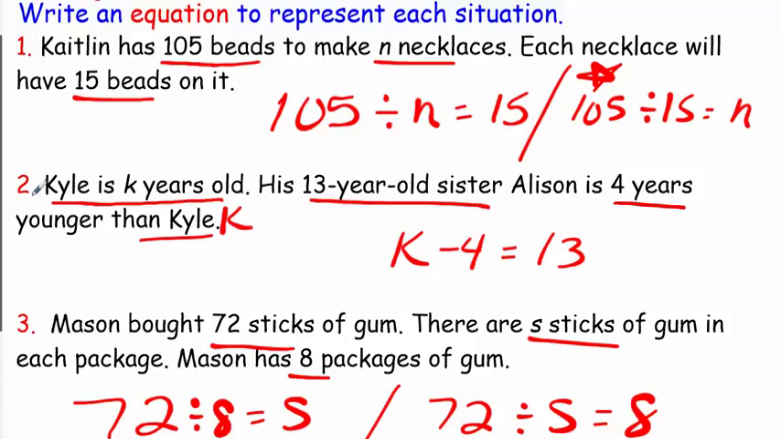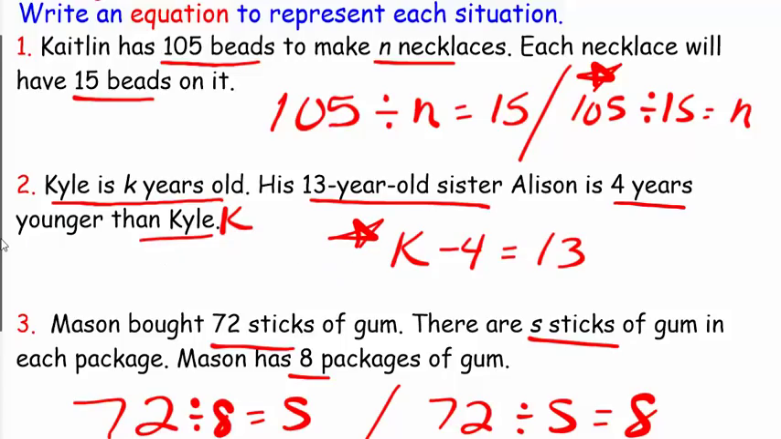Okay. Kyle is K years old. His 13-year-old sister, Allison, is 4 years younger than Kyle. So Allison is 4 years younger than K. So Kyle's age minus 4 is going to give me his 13-year-old sister. Or Kyle's age minus 13 years is actually, this one makes the best sense.